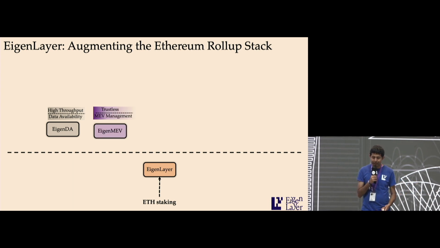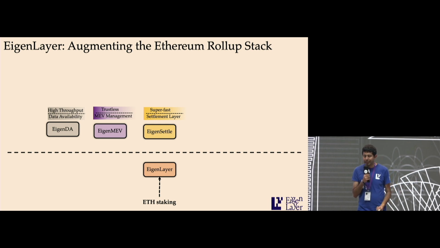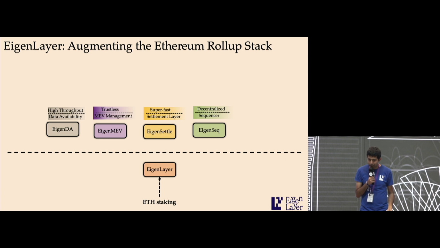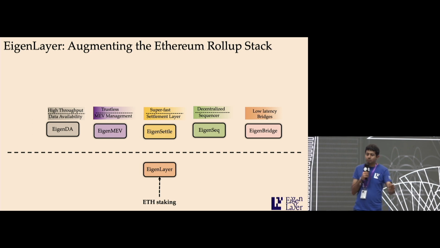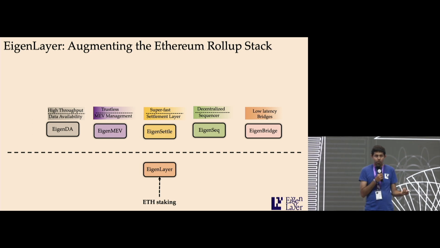provides data availability guarantees. You can start building MEV management solutions or super fast settlement solutions where a lot of stake underwrites your settlement guarantees, or decentralized sequencing, or low latency bridging, any of these different kinds of features on top of EigenLayer. It doesn't mean we will build all these things. We won't. We want other people, and we are partnering with a lot of different projects to be building all these different kinds of services on EigenLayer.